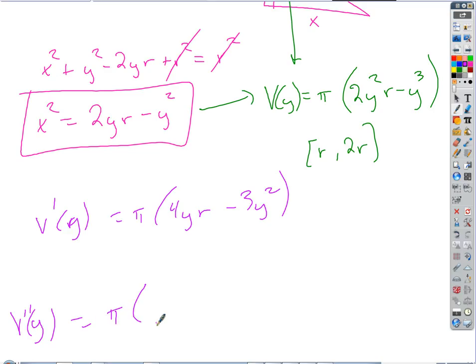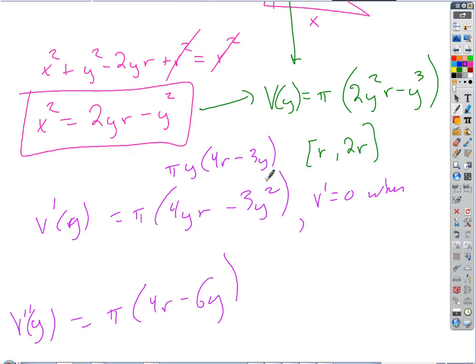Pi times 4r minus... okay, so this is simple. We'll find the zeros of our first derivative. Well, what are those going to be? We're going to end up with V prime equals 0 when, if I factor that, I can just pull a y out. I can write this as pi y times 4r minus 3y.